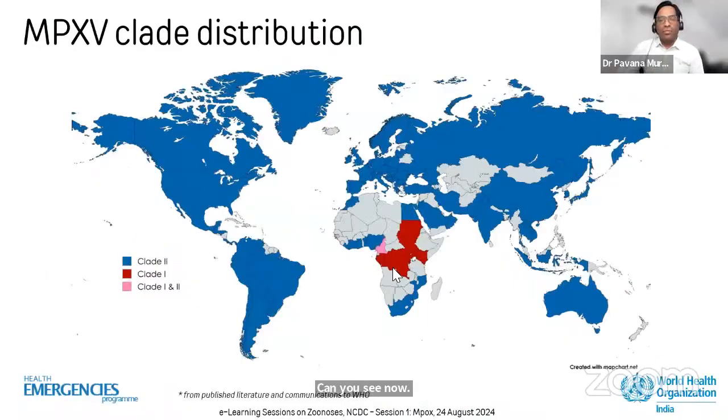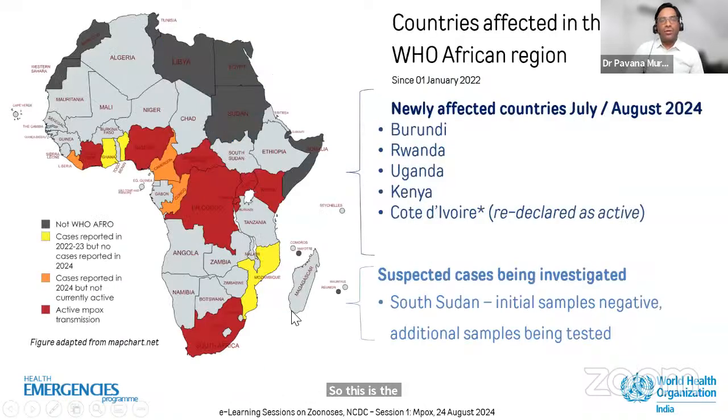What you see in Africa is the red area countries, and here you see clade 1, which is rapidly spreading. Initially, 15 countries were affected in total, but since 2024, 12 countries have been affected and 9 are currently active. These 9 countries, shown in red, have active Mpox transmission going on.